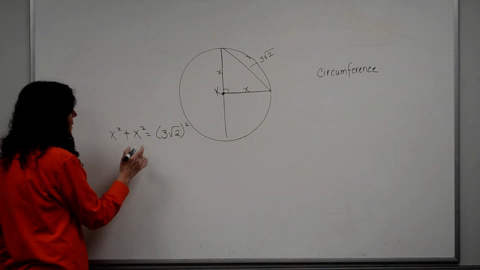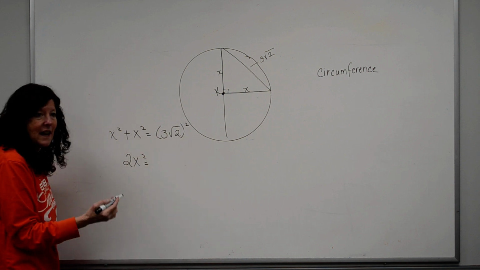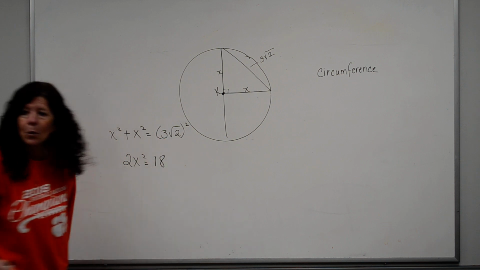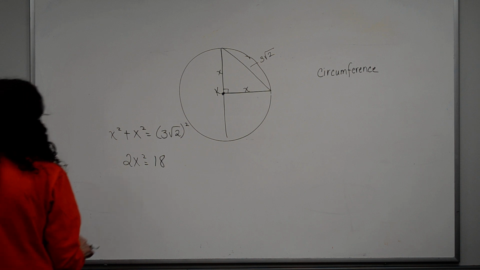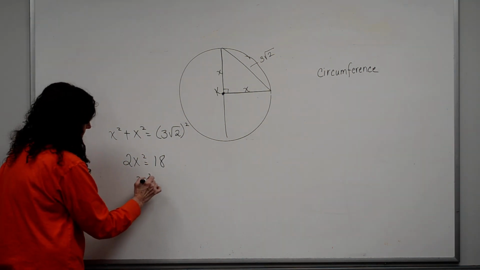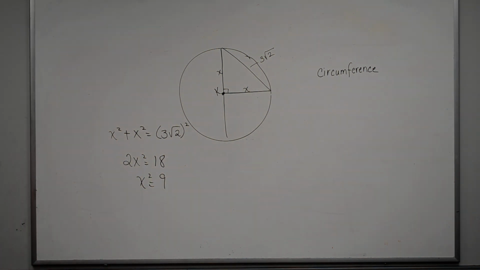Okay, so I've got an x squared and an x squared, so I have 2x squared is equal to, when I square that, I have 9 times 2, which is 18, because 3 squared is 9, the square root of 2 squared is 2, so 9 times 2 is 18. I'm going to divide by my 2, and I'm going to get a 9. What is x going to equal?